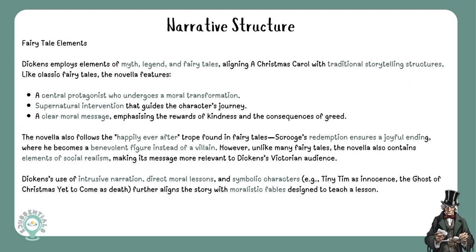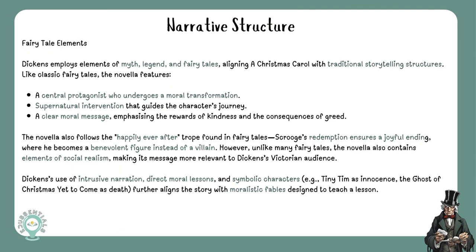Now we're going to have a look at narrative structure. So we're going to start off with fairy tale elements. Dickens employs elements of myth, legend, and fairy tales, aligning A Christmas Carol with traditional storytelling structures. Like classic fairy tales, the novella features a central protagonist who undergoes a moral transformation, supernatural intervention that guides the character's journey, a clear moral message emphasizing the rewards of kindness and the consequences of greed.